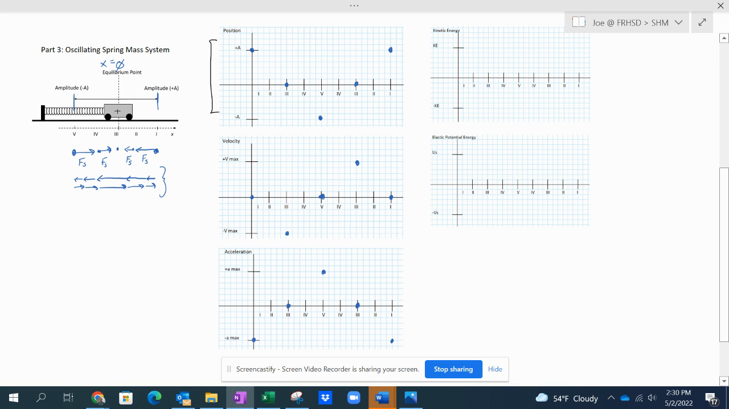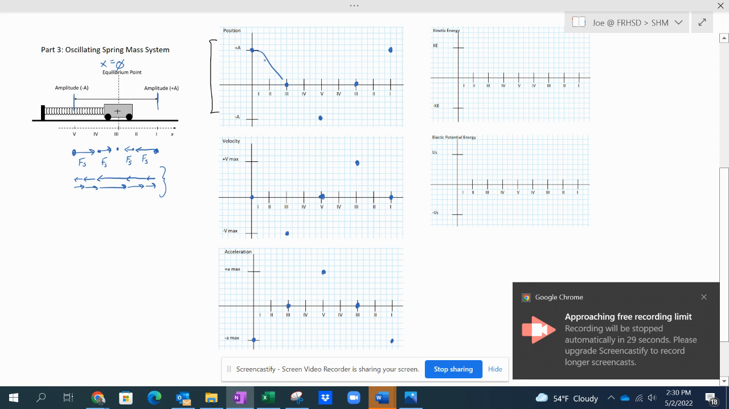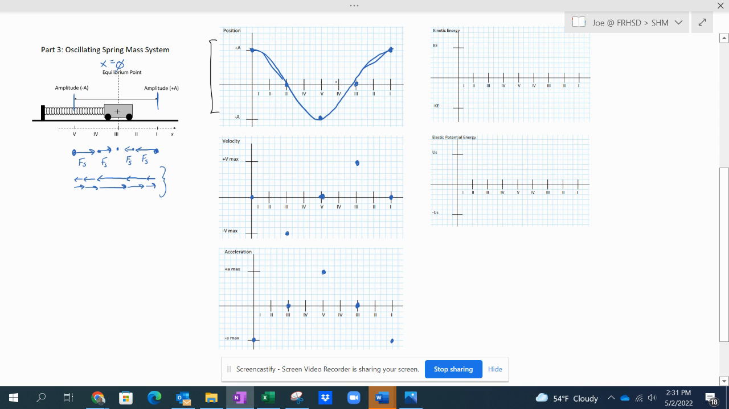When you look at these graphs, the initial reaction might be to draw a diagonal line, but a diagonal line on a position versus time graph would indicate a constant velocity, where clearly here the velocity is constantly changing. So the only thing that can account for something like that is a cosine function. So you have a cosine function here, you have a negative sine function here, and you have a negative cosine function here.